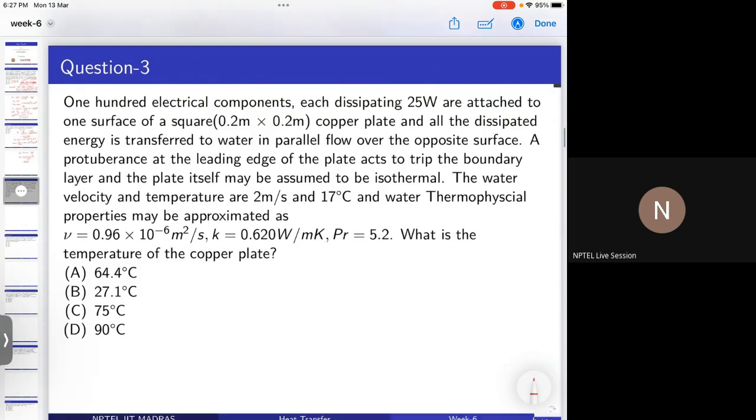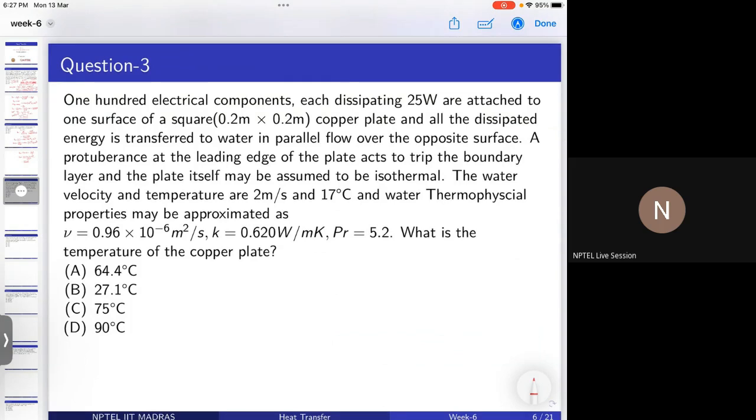So next is another question. We have 100 electrical components, each dissipating 25 watts, attached to one surface of a square copper plate, and all the dissipated heat is transferred to water in parallel flow over the opposite surface. A pro-turbulence at the leading edge acts to trip the boundary layer, and the plate itself may be assumed to be isothermal. The water velocity and temperatures are given. The thermophysical properties are also given. So we should find out the temperature of the copper plate.